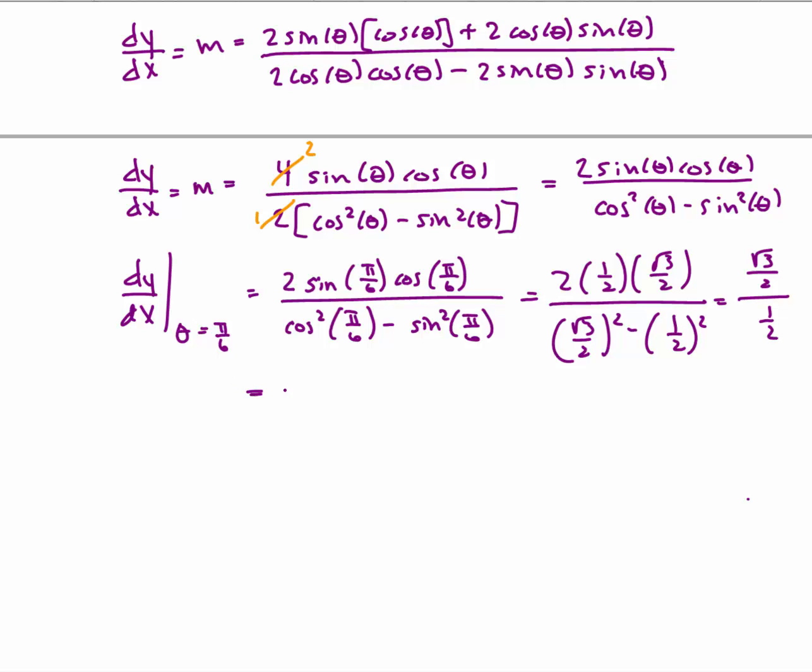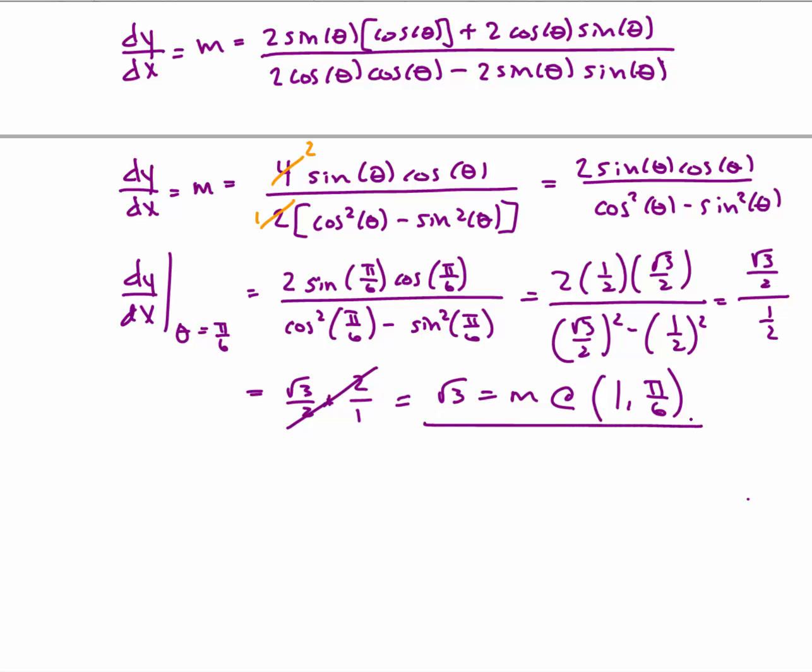Now remember, when you divide by a fraction, you multiply by the reciprocal. So this 2 flips, and the 2's cancel, and I'm left with root 3 as my slope at the ordered pair 1, pi over 6. So there's my big information, to be able to find that value of root 3.